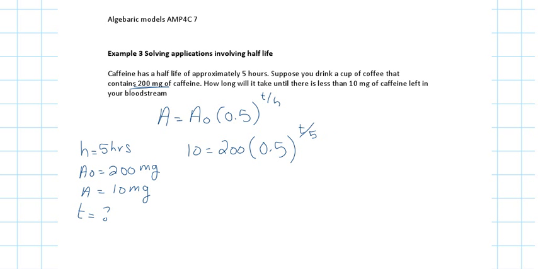What would you want to do? Divide by 200. Guys, this is a very important step. You have to isolate first before you can do anything. So the first step, you're going to have to divide by 200. Which is 0.05.